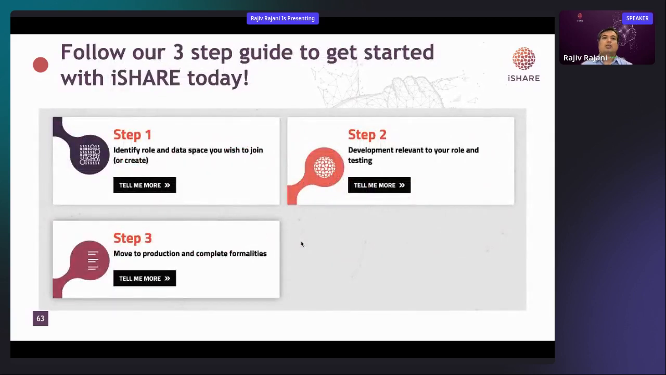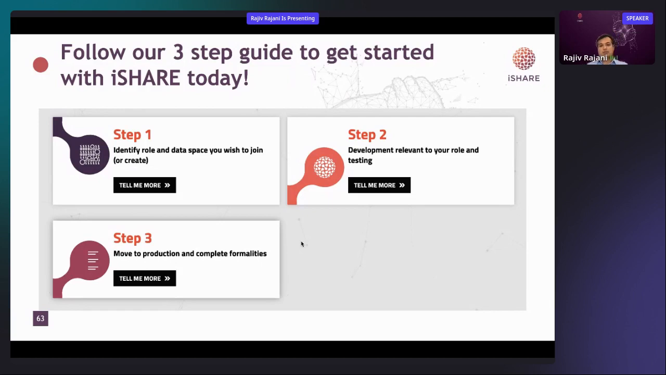Yeah. To implement the iShare framework, you can also find this three-step guide on our website. All you need to do is step one: identify your role and the data space you wish to join or create. You can find a data space to join, or you can create your own data space if you are a group of participants. But then, of course, the first step will be to identify what role you will play within the role model.